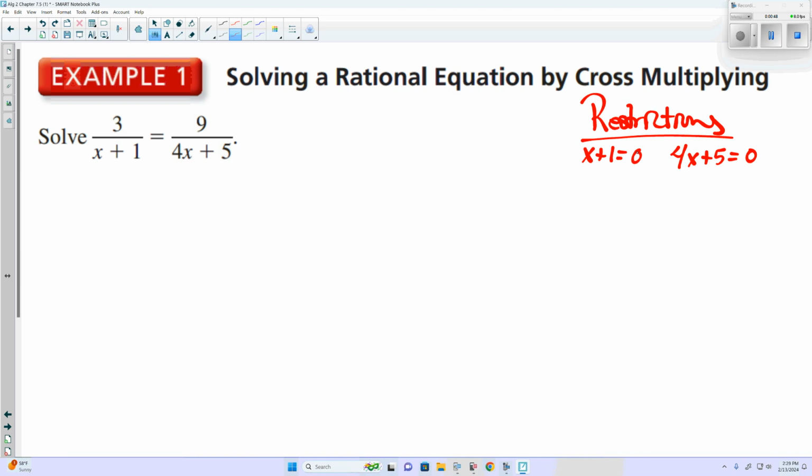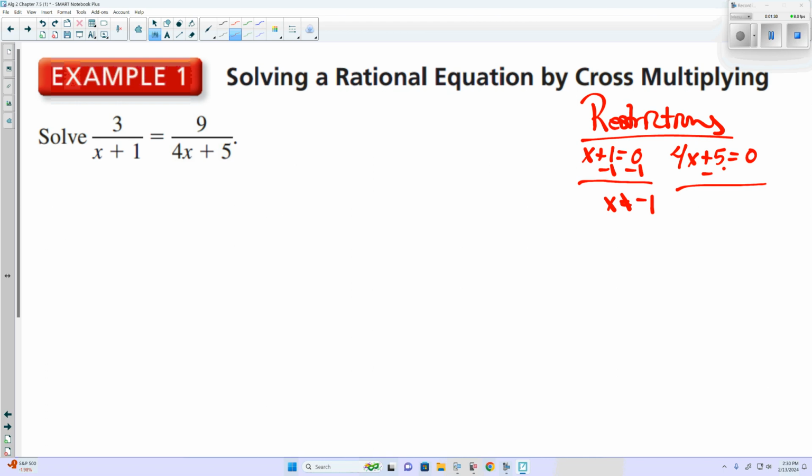Now, we've talked about restrictions a little bit at the start of this chapter, but we haven't talked about it too much since then. Restrictions. So for our x plus 1, we would subtract 1, telling us x is negative 1. So when x is negative 1, one of the denominators would be 0. So x cannot be negative 1. And this is helpful when solving, because if we solve it and we get an equation saying that x is negative 1, we know that it will not work.